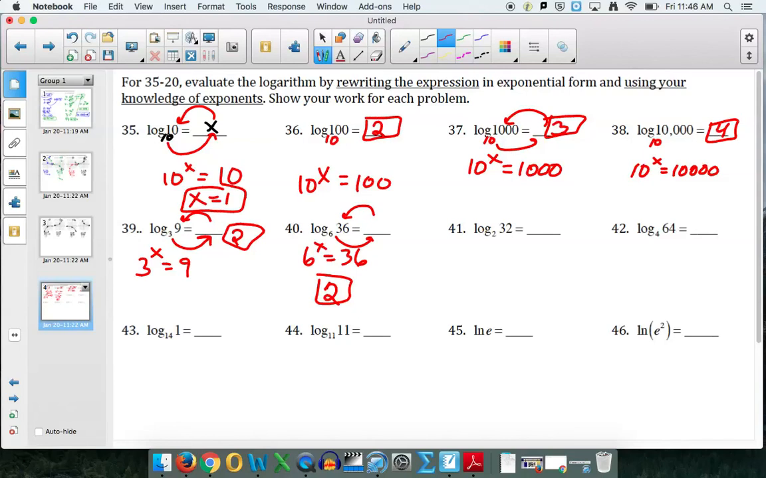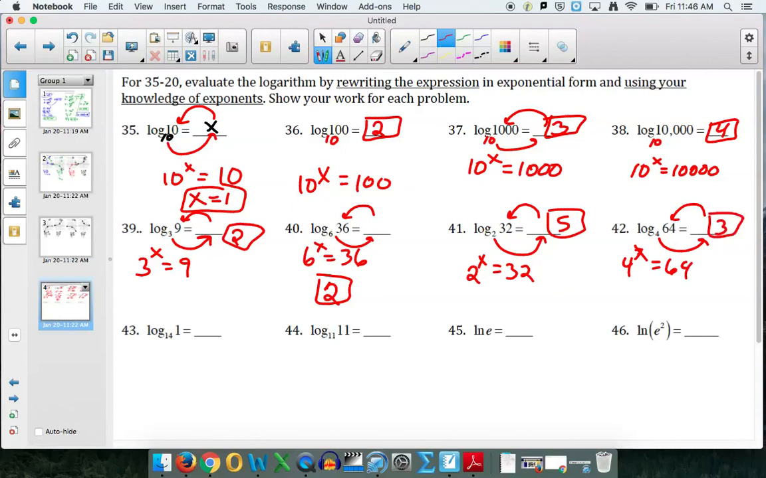Both get 2. 41, we get 2 to what power is 32? You might have to count on your fingers for some of these, but you do get 5 for that one. 2 times 2 times 2 times 2 times 2 is 32. 42, 4 to what power gives us 64? That is 4 to the third power. 4 to the third power is 64.